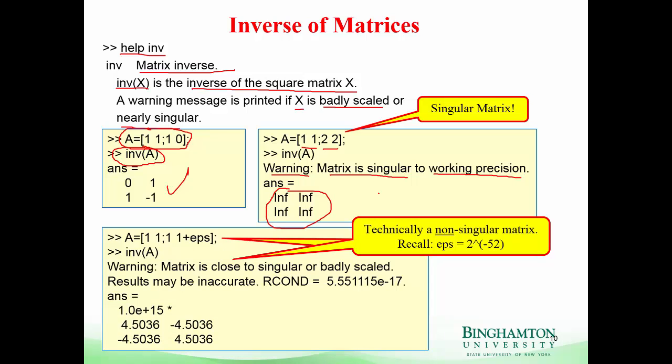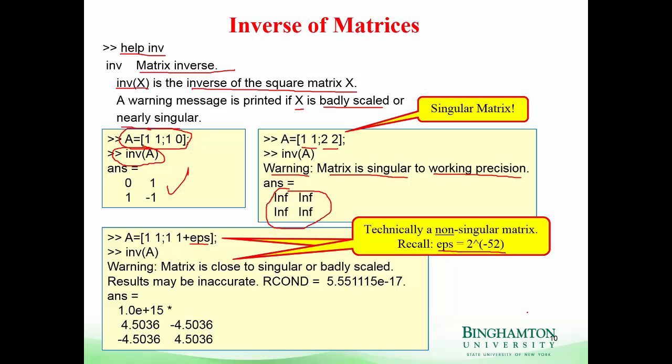Now, sometimes the matrix isn't really singular, but MATLAB is telling you that this matrix is close to being singular. So let's look at this. Remember, we introduced this variable, well, it's a built-in variable, eps. It automatically has a number assigned to it. The number that's automatically assigned to it by MATLAB is 2 to the minus 52. That's the smallest increment between floating point numbers that MATLAB can determine.